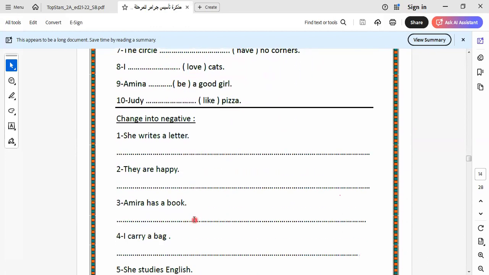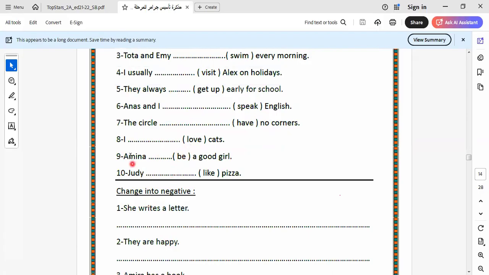Here we have a negative. I would like to make this negative. Here it is also correct the verb. Here we say I, it will be what?